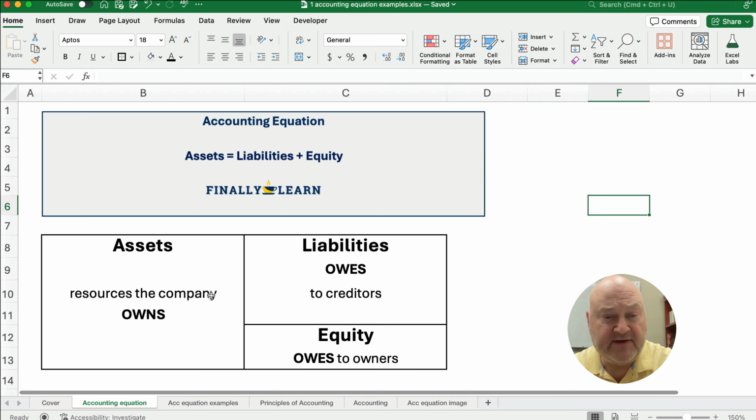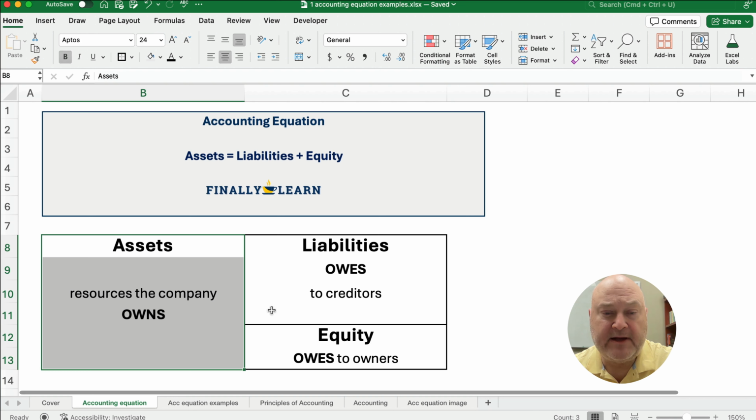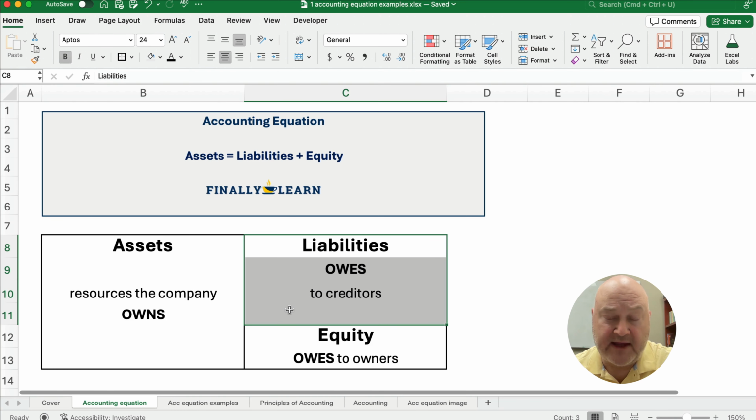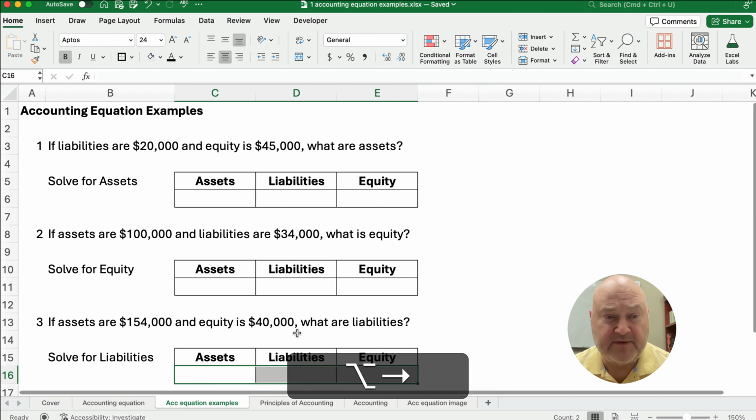So these are the assets that the company owns. This is the liabilities that they owe. And this is how much is left for the owners of the business. Okay, so let's do some problems.